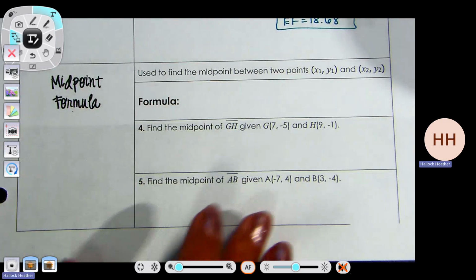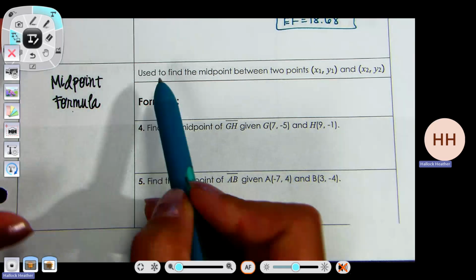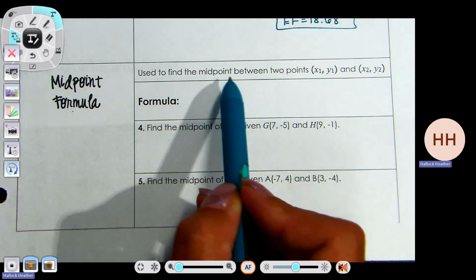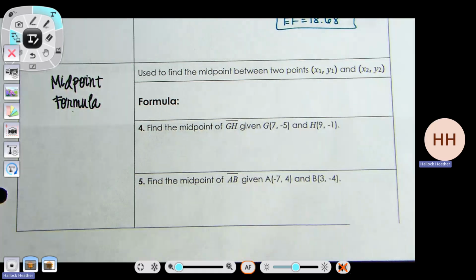So midpoint, if we talk about midpoint like yesterday, midpoint is the middle of a line. It's the midpoint, middle point. Okay. So it says use to find the midpoint between 2 points, x1, y1, and x2, y2. If you look at your blue sheet, you do not need to remember this. It is on the formula sheet.